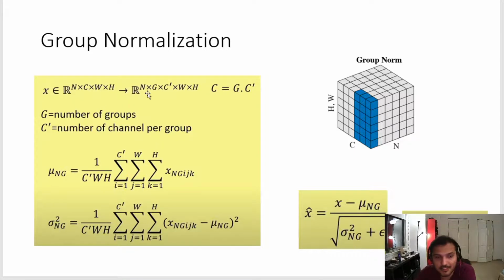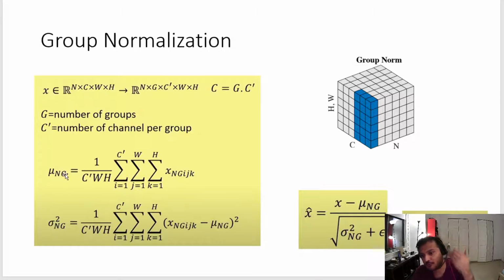NCHW becomes N times G times C prime times WH, where G times C prime is equal to C. What that means is the number of groups times the number of channels per group is equal to my original number of channels. Let's say I have three channels in a group and then I'll have two groups. So two times three is six, and that's the total number of channels. So in this case, you would normalize per batch and per group.